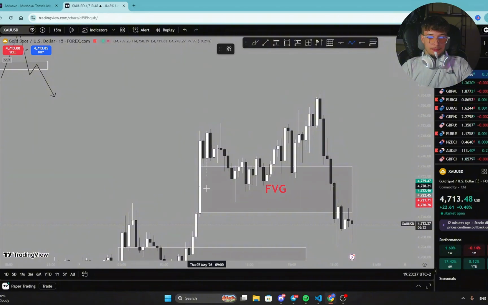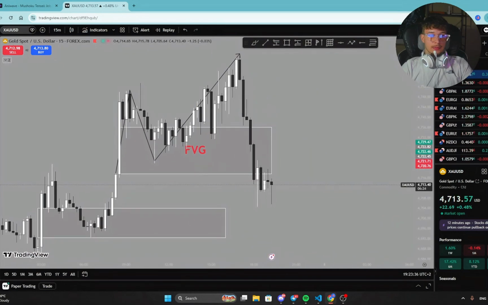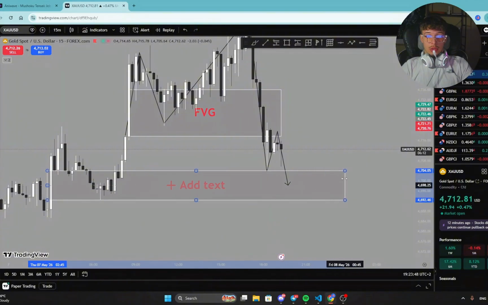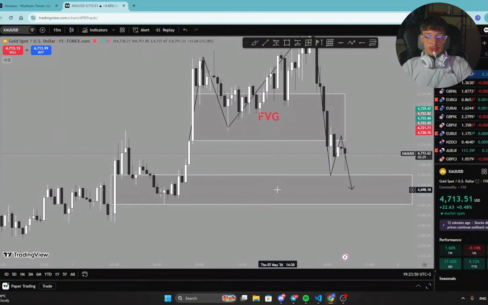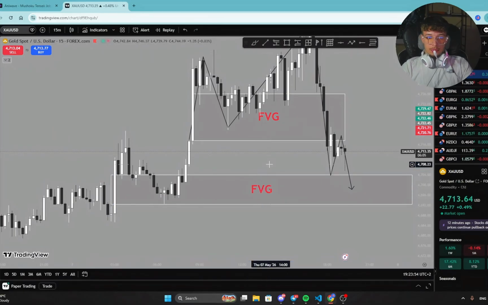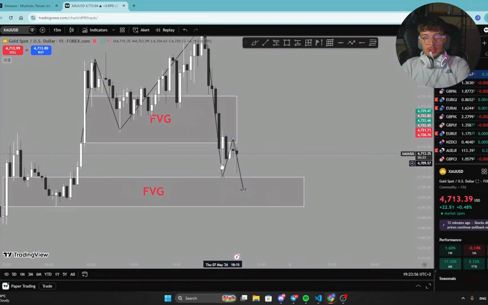What happened? Price made it, back into it, and upwards. But what happened next? Then we went downwards, closed here, retraced back here and back here, and we're going lower. And where are we going? For the previous FVG. And why is that? Because price wants to go there.